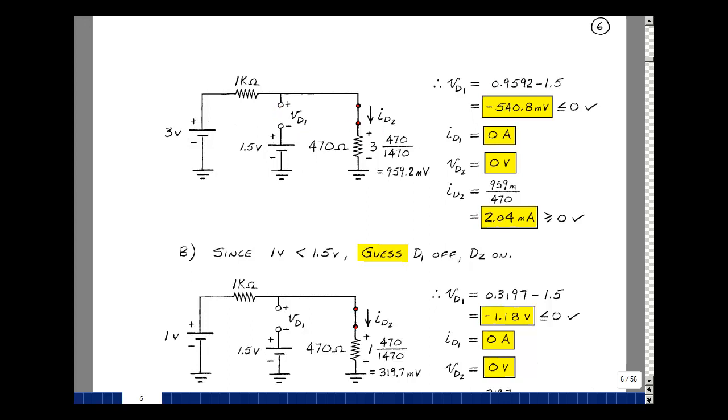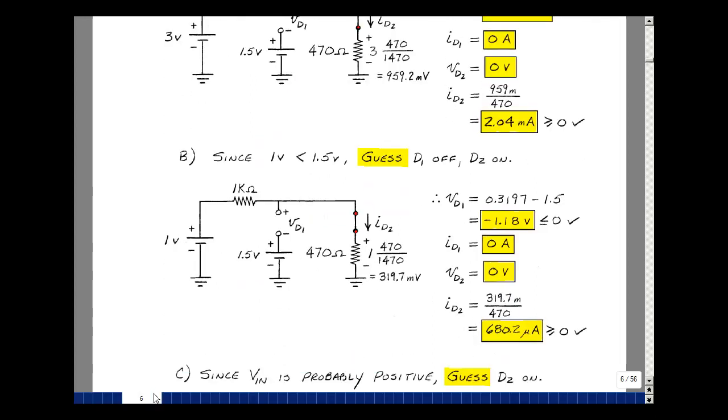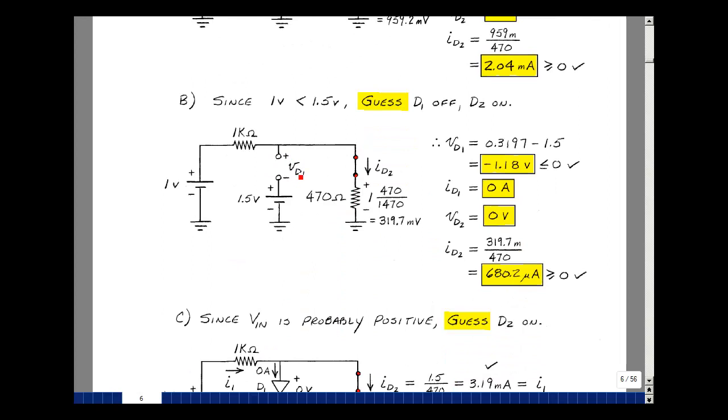Now what happens if we were to lower this voltage to 1 volt? Let's go back to the circuit on the previous page. Here's our largest battery, here's our smallest battery, so I would guess that current wants to flow from the largest to the smallest. But if that's the case, then this is going to be an open circuit. For D1, we have a battery here, and current could flow this way. I'm going to guess that D1 is an open and D2 is a short. And label the anode and cathode terminals, and likewise the current from anode to cathode.